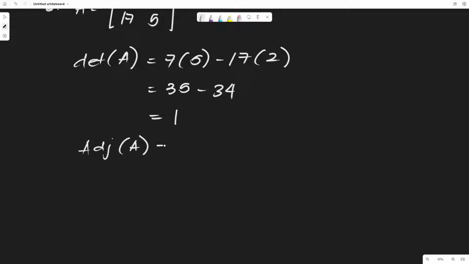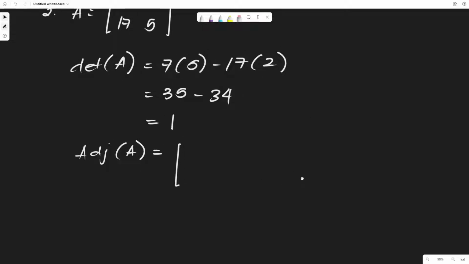So for 2 by 2, from our original matrix, let's say A, B, C, D, the adjugate becomes D, negative B, negative C, A. So you just swap the positions of the main diagonal, then take the negative of the other elements. That's all there is to it.